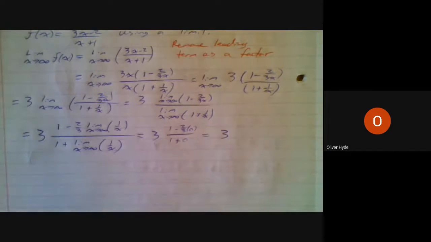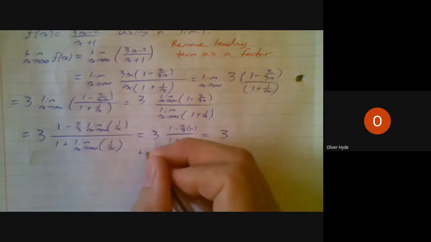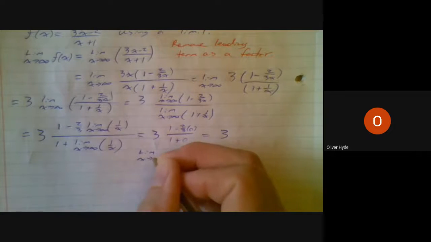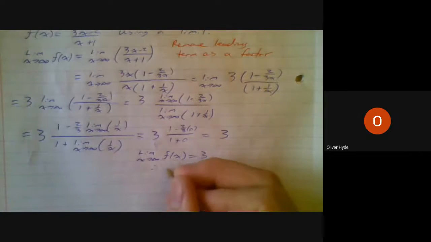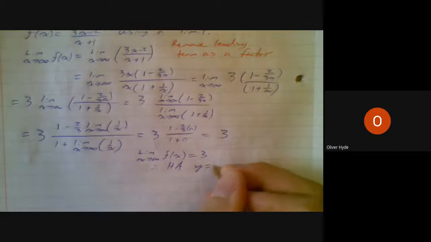And it is a very, very long way of figuring out that as x grows without bound, the outputs of my function are going to converge on 3. I would then interpret this statement, the fact that the limit as x grows without bound of f of x is 3, as meaning that I have a horizontal asymptote of y equals 3.